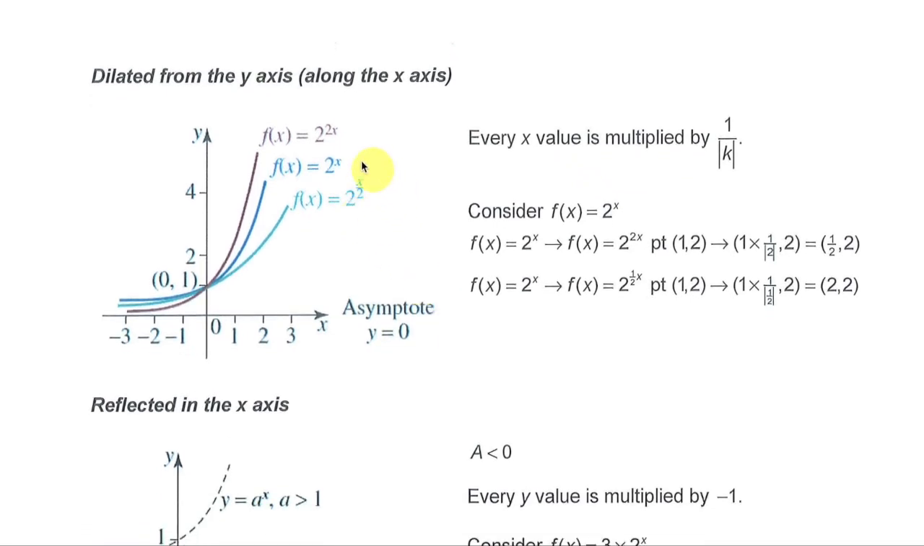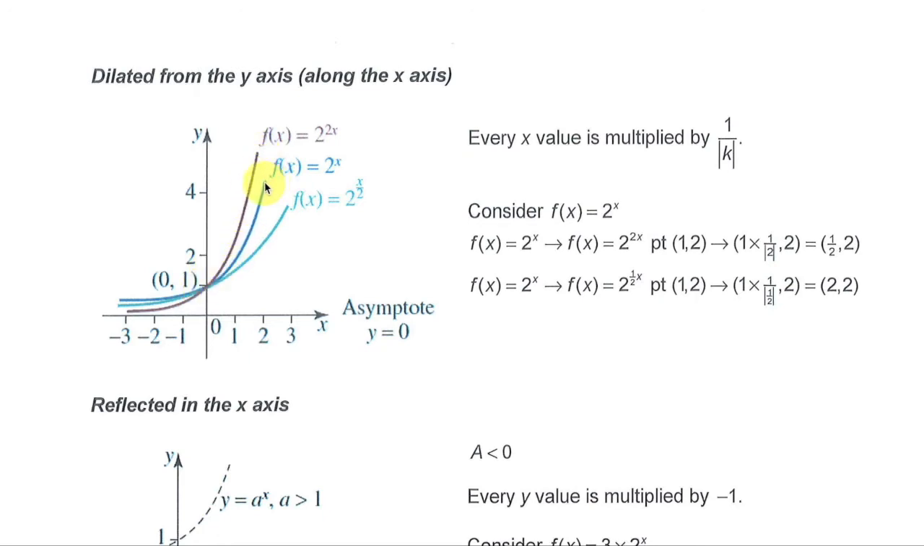This time we're looking at the effect of the k. So the standard graph, f(x) equaling 2 to the x. So what if I have a dilation factor of, or what if I have a 2 directly in front of it, or a half directly in front of that x? And the differences are shown here. Remember, everything cuts through that (0, 1) for all of your exponentials.